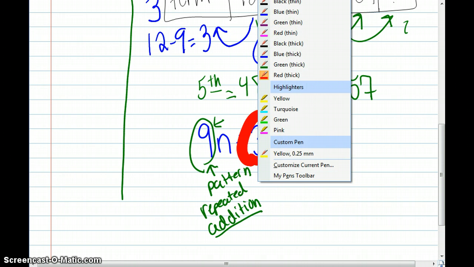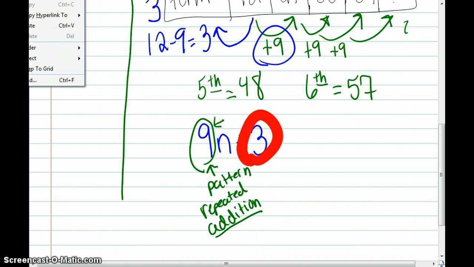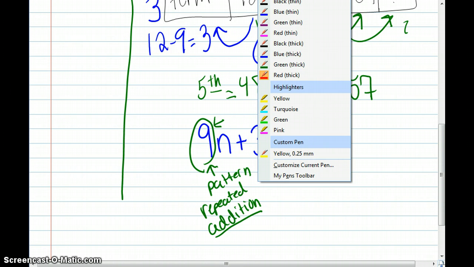And then the second number, ooh, that's a really thick line. That's kind of hard to see, isn't it? Let me just a second. Let's pick a different color.